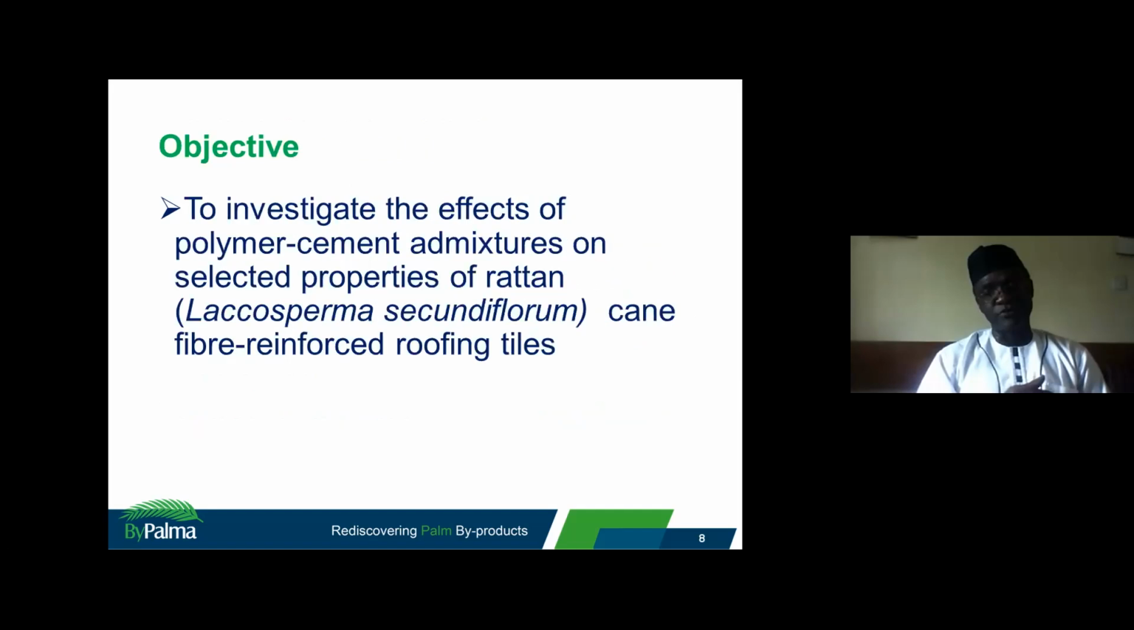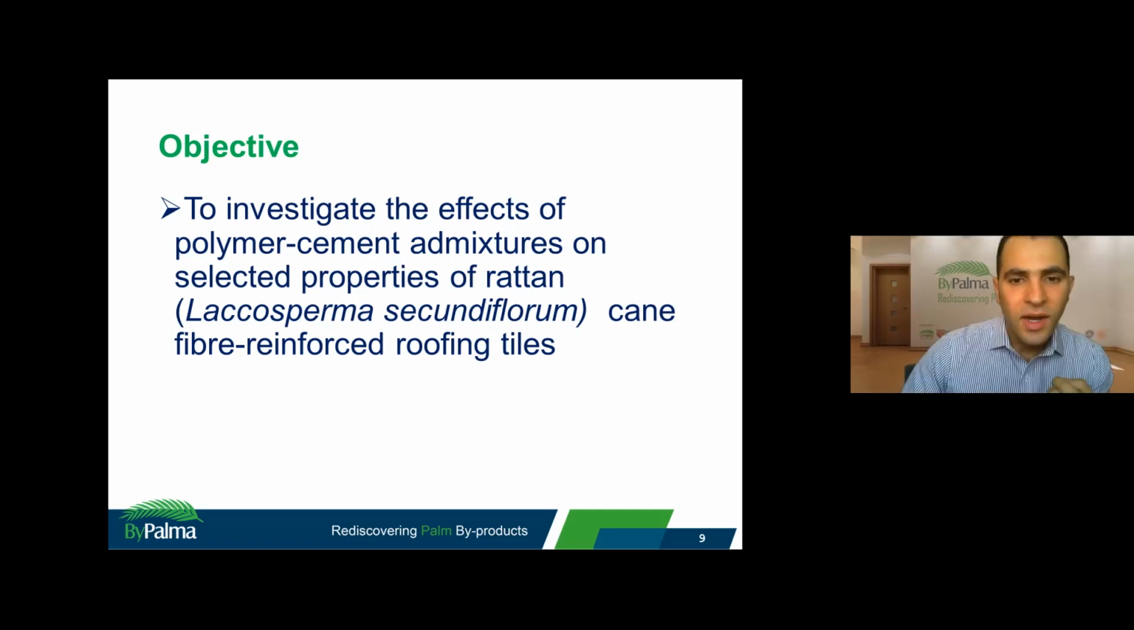So the primary objective was to investigate the effect of rattan cane fiber reinforced roofing tiles and the specific case species that we used was like this.